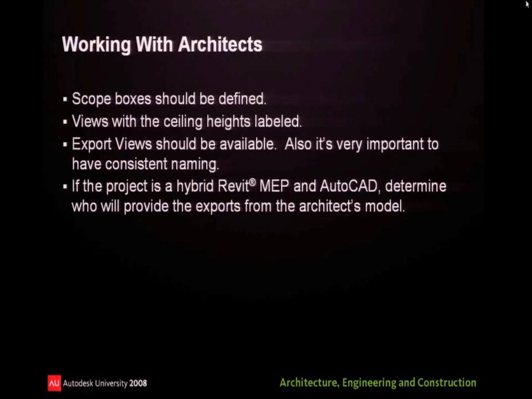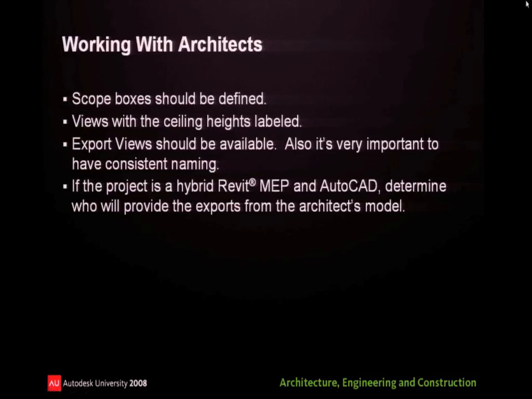Another thing that we've asked the architect to do is to provide views that have ceiling heights labeled. We don't host everything to ceilings. There are some things we put elevated up, but we don't host them. So if they give us views that tell us that it's an 8-foot ceiling or 10-foot ceiling, that will save us time from cutting a section and figuring out where it's at if we can just open a view that has them labeled already.